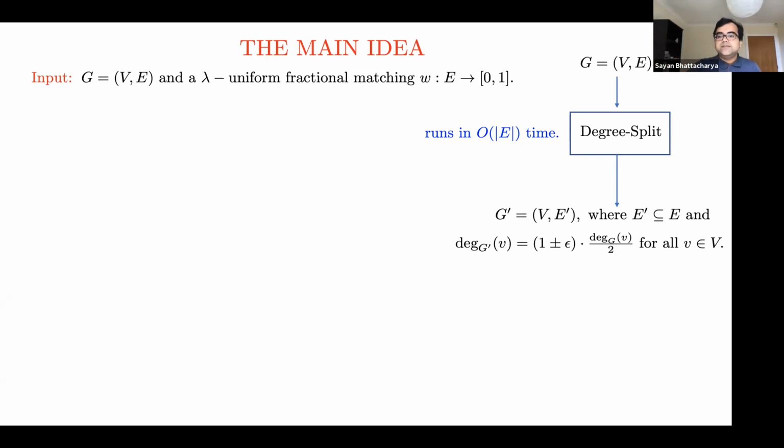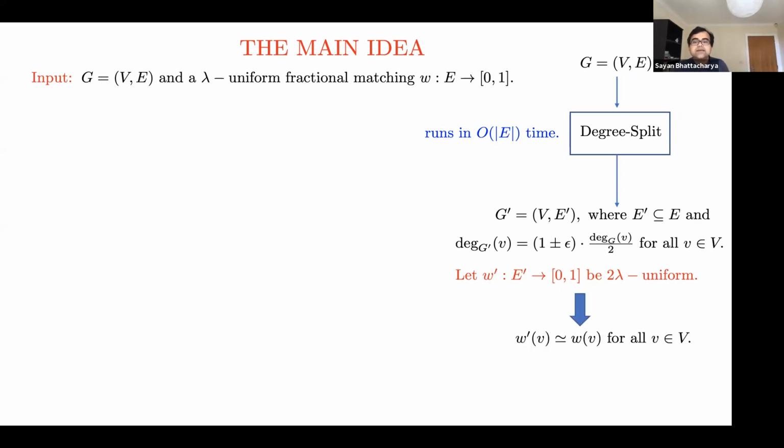And if we have this, then we can define a new matching W prime in this output subgraph G prime that is 2 lambda uniform. So recall that initially we started with a lambda uniform fractional matching W. And now we are splitting the degrees, getting the resulting subgraph E prime. And we are basically doubling the weight of every edge in E prime. And if we do that, we will see that the weights of the nodes are preserved.